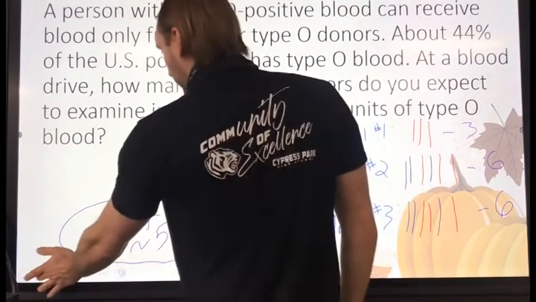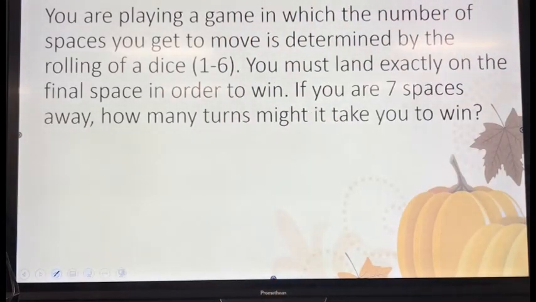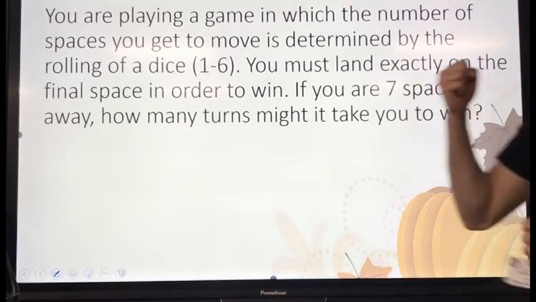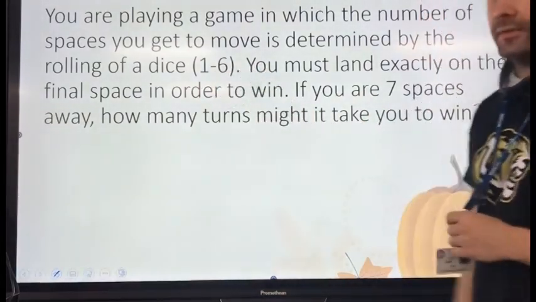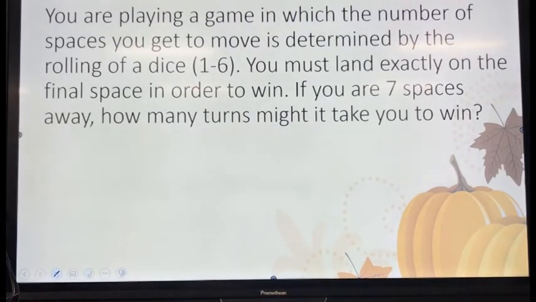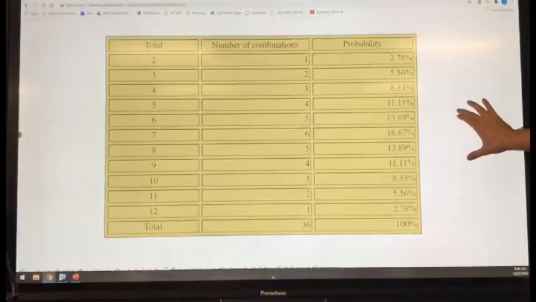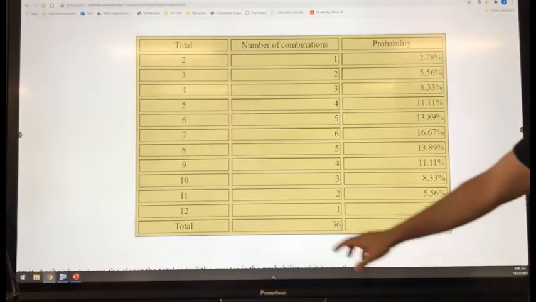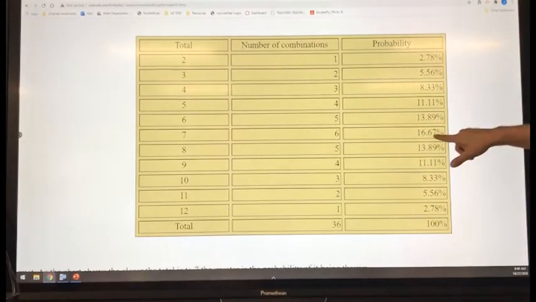Let's do one more. You are playing a game in which the number of spaces you get to move is determined by the roll of a dice. Our dice are 6-sided dice, so you're going to get 1 through 6. So note we're rolling 2 dice at the same time. You must land exactly on the final space in order to win. If you are 7 spaces away, how many turns might it take you to win? To roll 2 dice, the probability of getting a 7 is what?